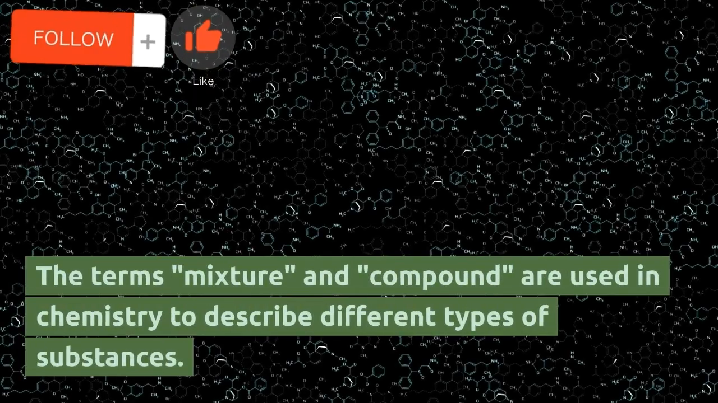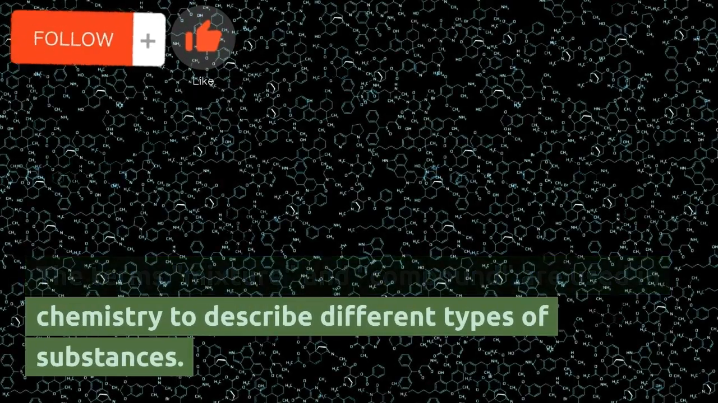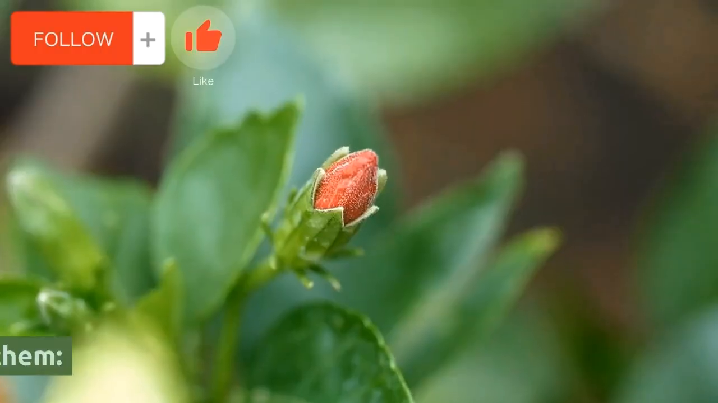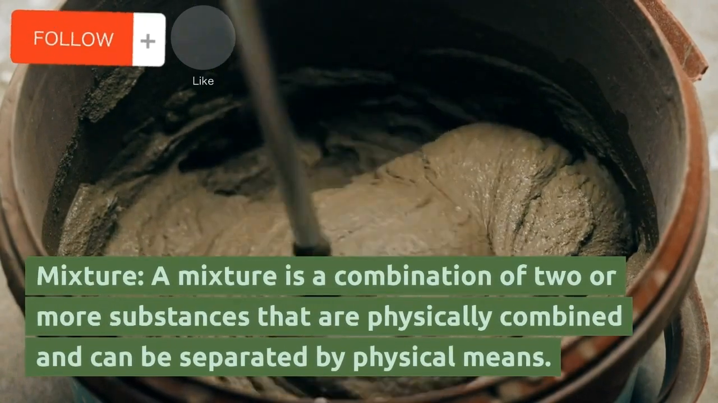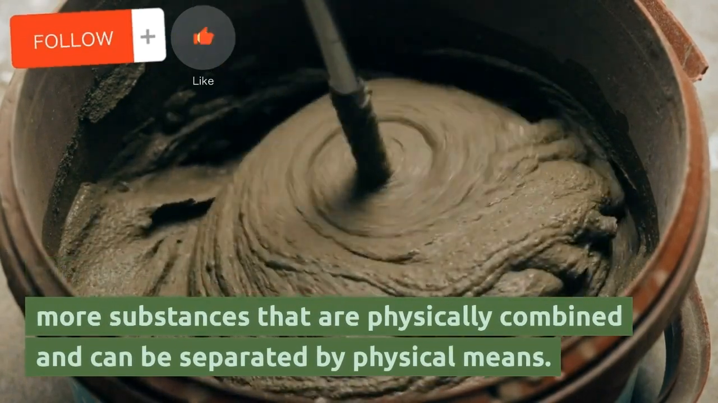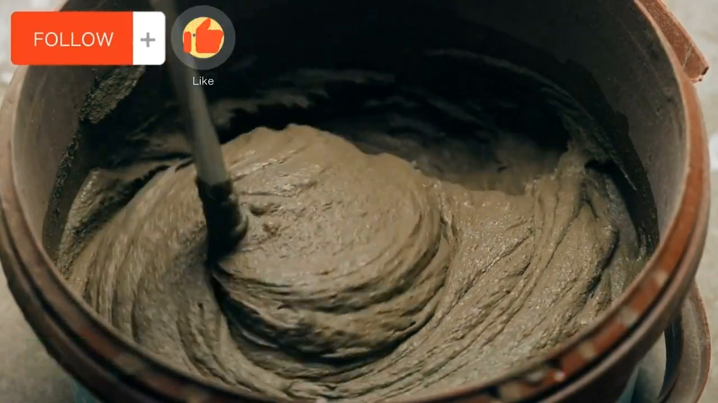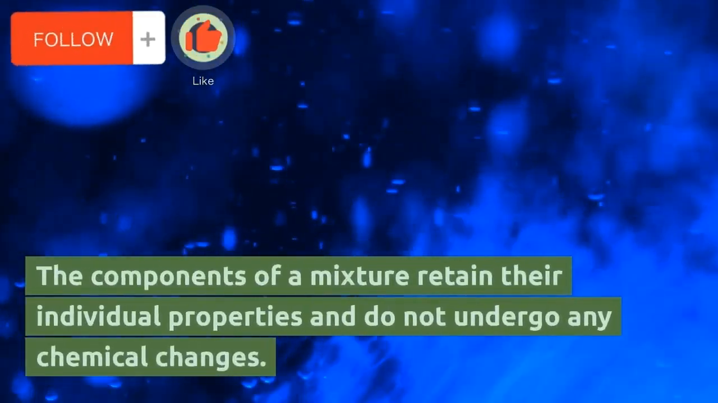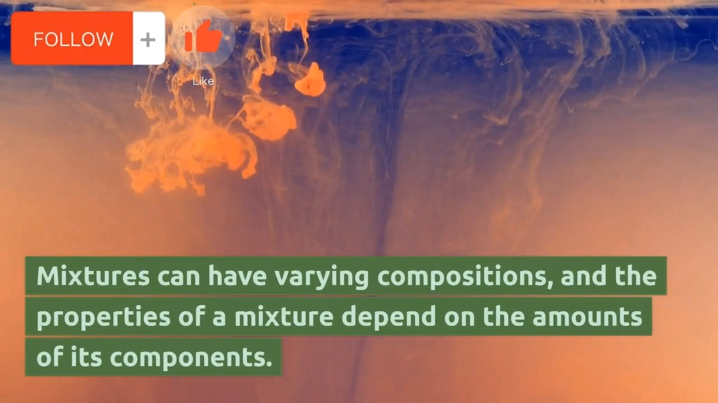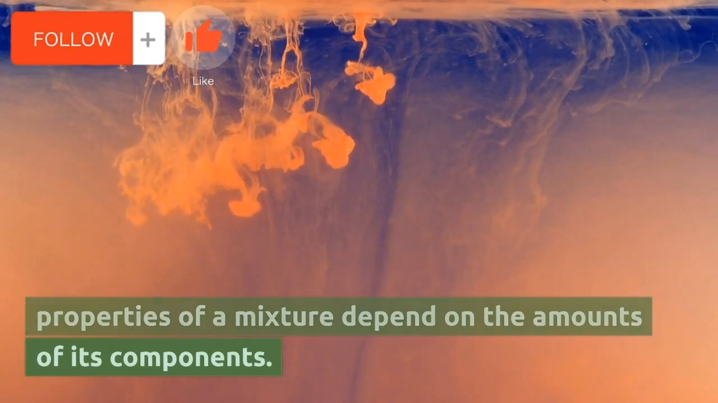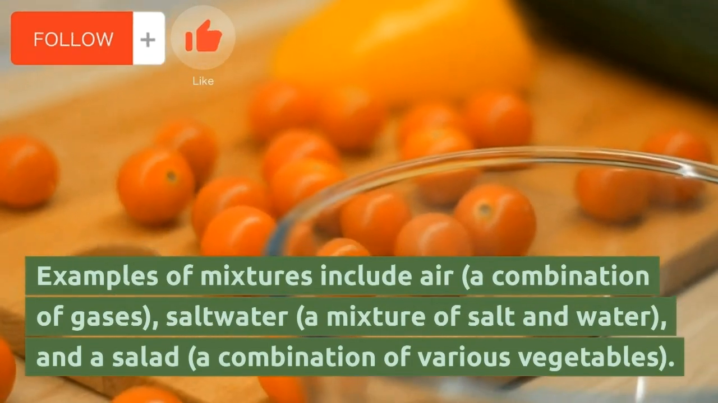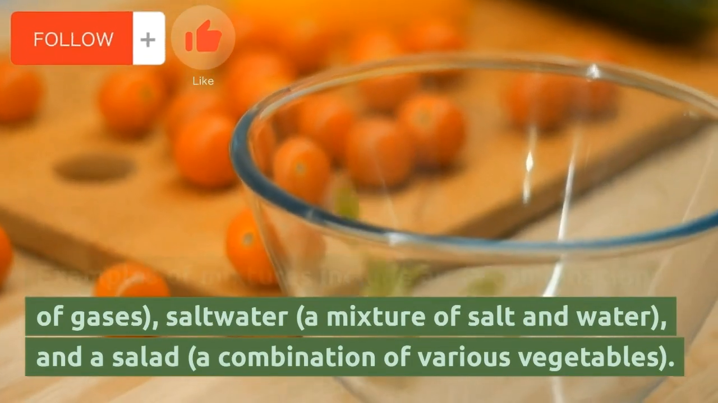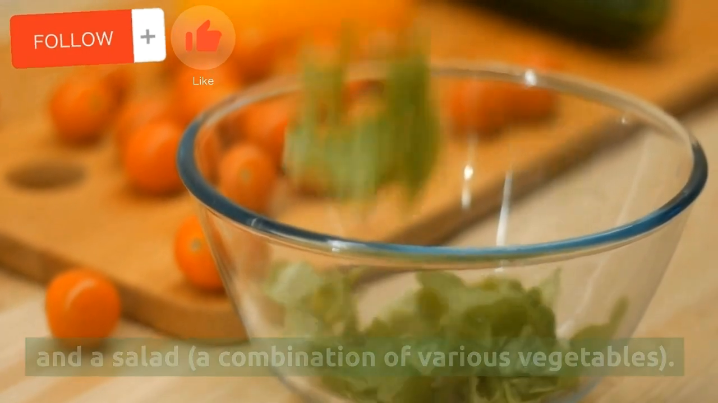The terms mixture and compound are used in chemistry to describe different types of substances. Here's the difference between them. 1. Mixture. A mixture is a combination of two or more substances that are physically combined and can be separated by physical means. The components of a mixture retain their individual properties and do not undergo any chemical changes. Mixtures can have varying compositions, and the properties of a mixture depend on the amounts of its components. Examples of mixtures include air, a combination of gases, salt water, a mixture of salt and water, and a salad, a combination of various vegetables.